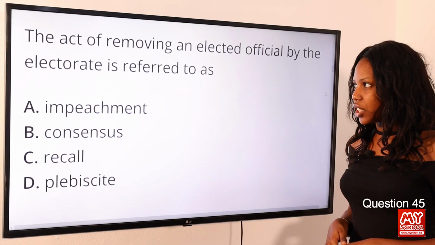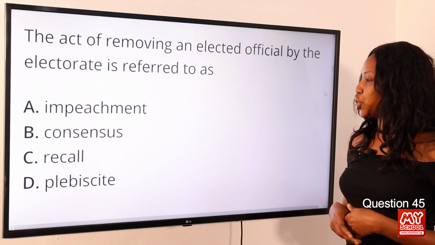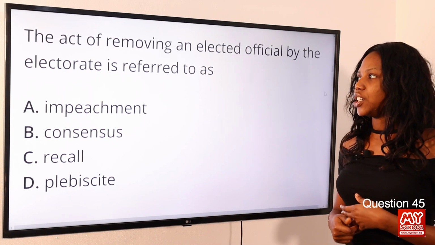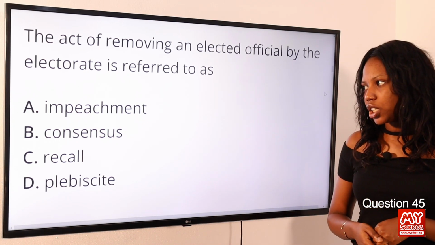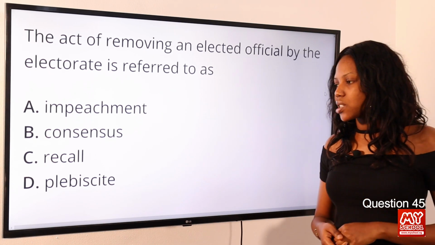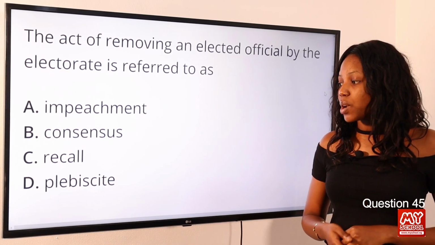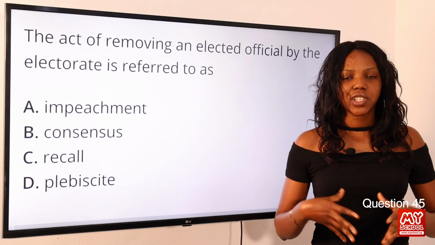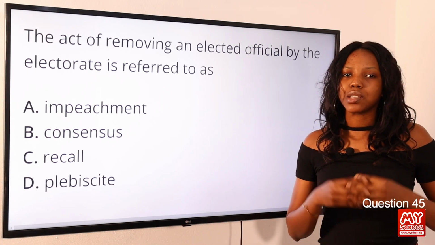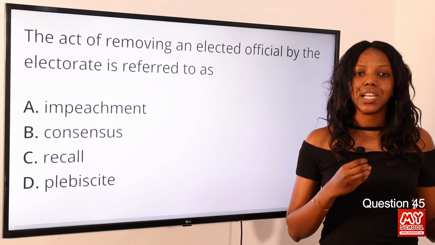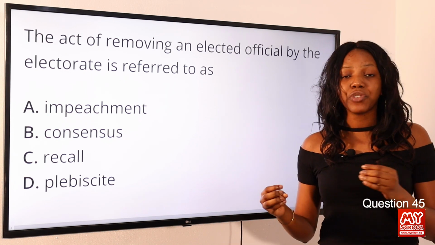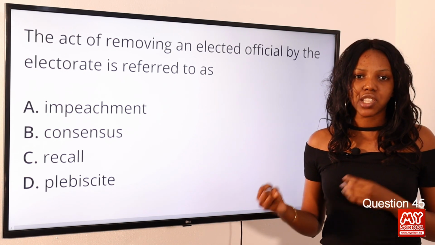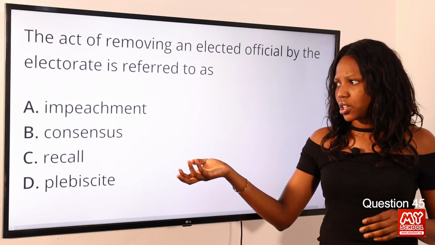Question 45. The act of removing an elected official by the electorate is referred to as option A, impeachment, option B, consensus, option C, recall, option D, plebiscite. The answer to this question is recall. Recall is the process by which citizens can remove elected officials from their office before they complete their term. So the answer is option C.